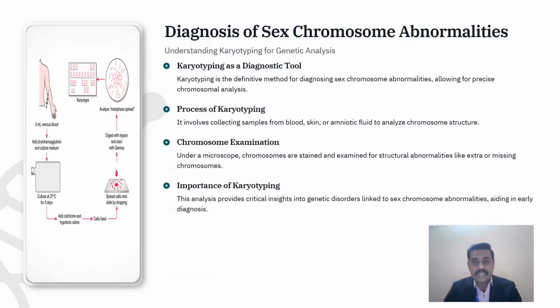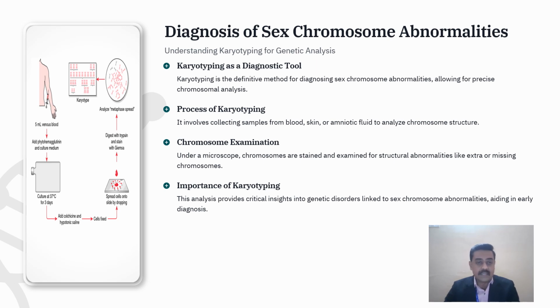Now let us look at karyotyping, one of the critical techniques important for diagnosis of sex chromosomal abnormalities. It's a definitive method for diagnosing most sex chromosomal abnormalities, allowing for precise chromosome analysis. Towards the left, I have represented the image, which involves collecting samples from the blood, or skin, or even amniotic fluid.